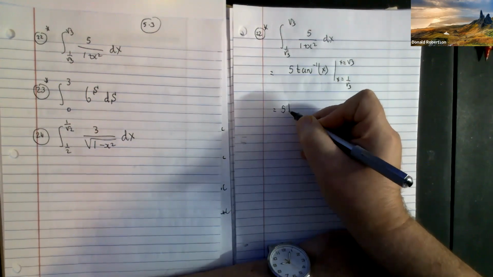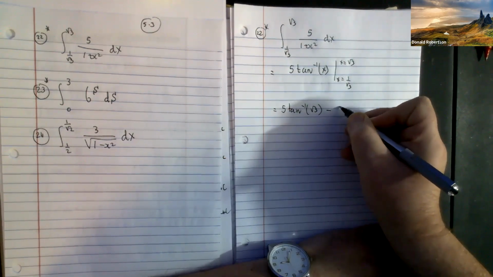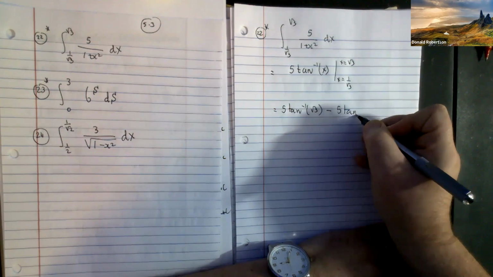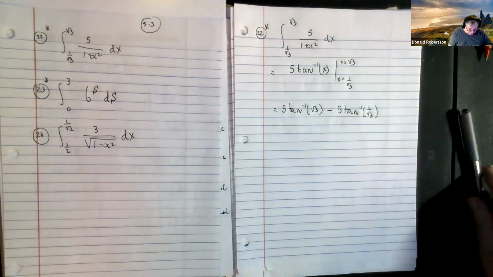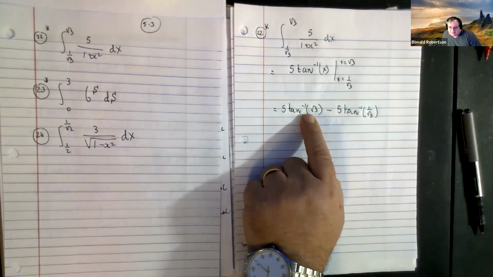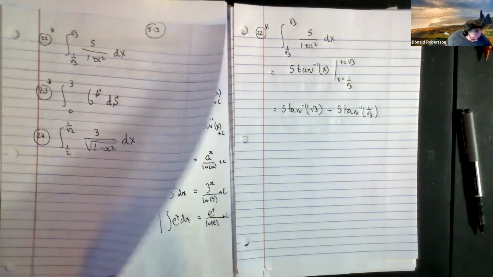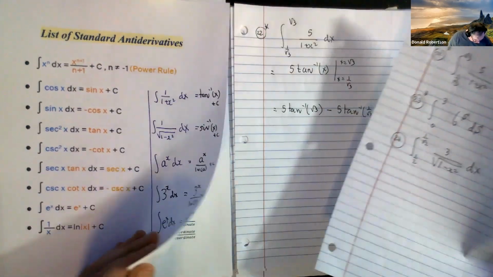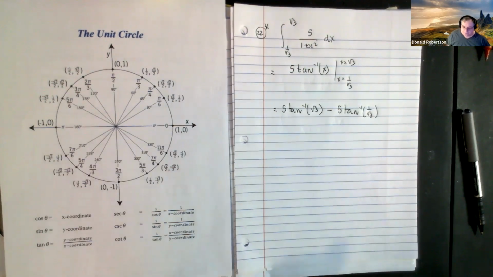And now we have 5 inverse tan of square root of 3, take away 5 inverse tan of 1 over the square root of 3. And unfortunately, a lot of people just want to leave it like that, saying, hey, I've got your answer, what do you want? Well, I can take it a bit further. The inverse tan of 3 and the inverse tan of 1 over root 3 are in fact numbers. We get these guys from the unit circle.